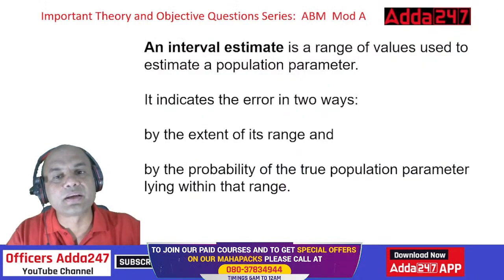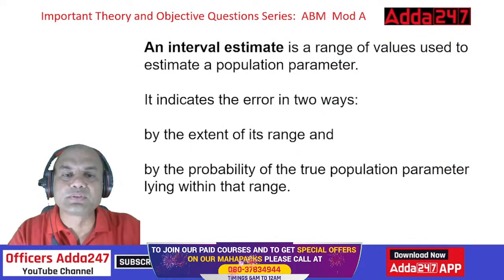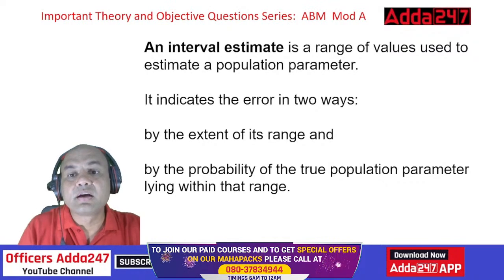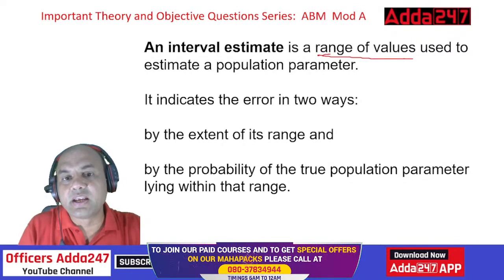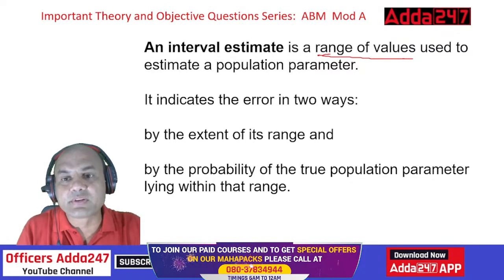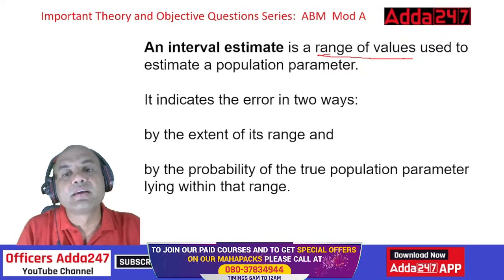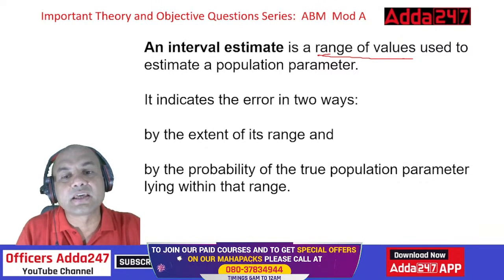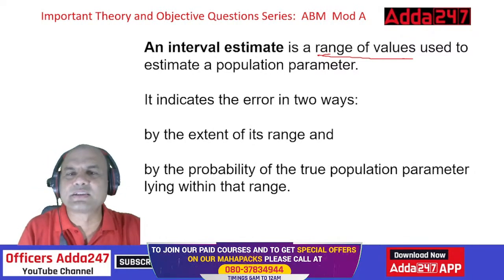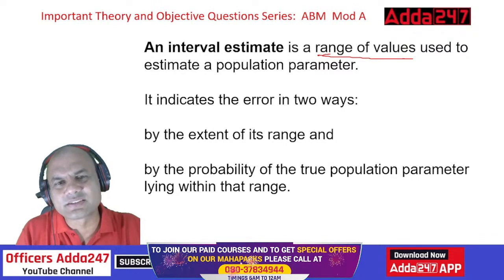An interval estimate is a range of values used to estimate the population parameter. See this: a range of values. Range, interval. What did I tell you? Confidence interval. I told you that we'll be having this topic again. This is the same. It indicates the errors in two ways: by the extent of its range and the probability that the true population parameter lies within the range. So what do you mean by all these things? Things are a bit difficult, isn't it?